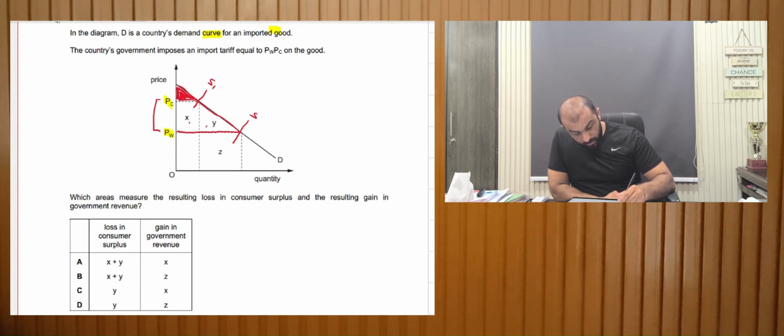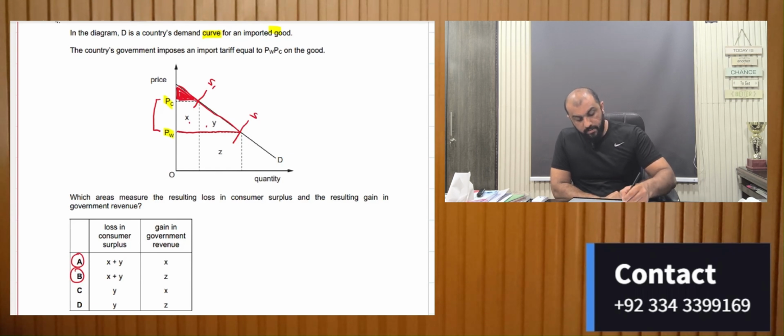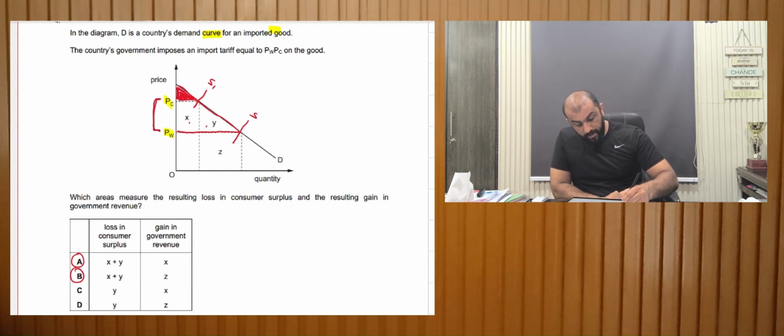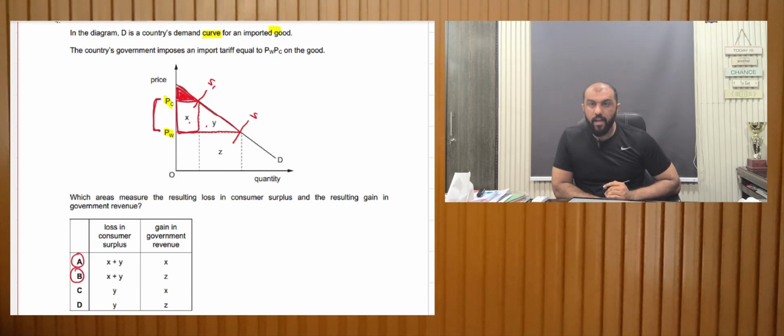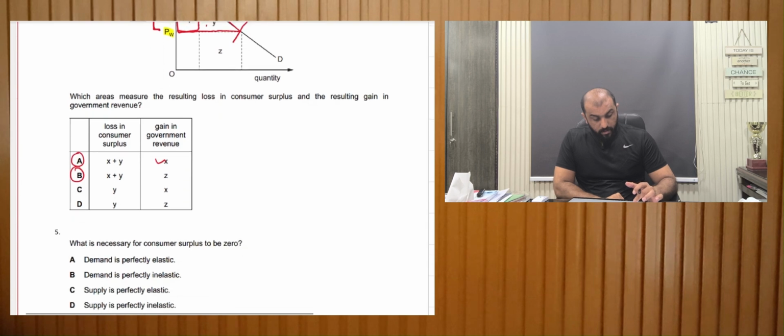So how much consumer surplus did we lose? We lost the area X plus Y. So the answer would be either A or B. What is the gain in government revenue? How much did the government get in taxes? So it's saying this is the tax. So if this is the tax, this entire area is my tax revenue, right? So X would be my tax revenue. A is my right answer.